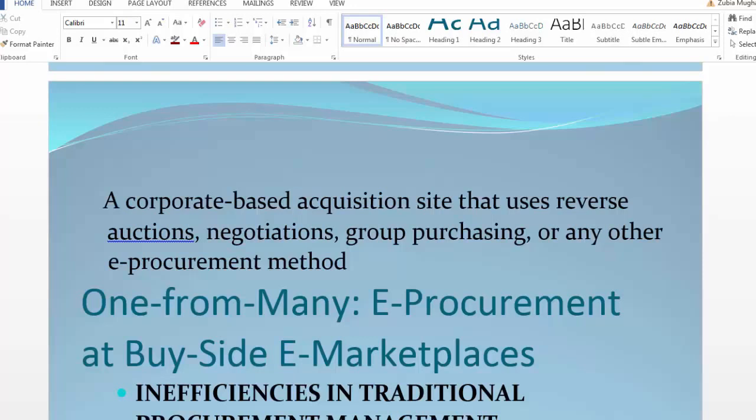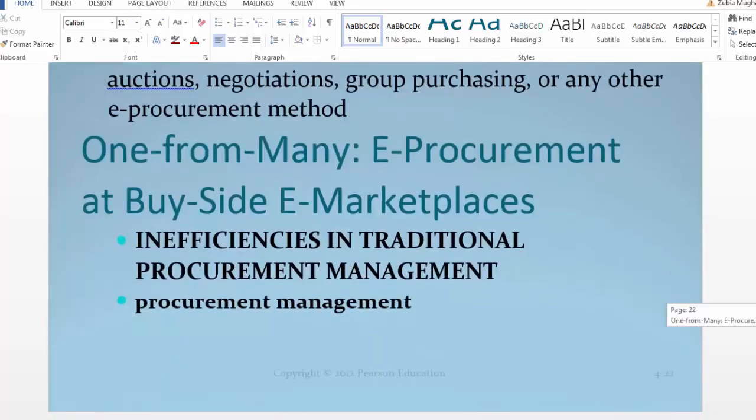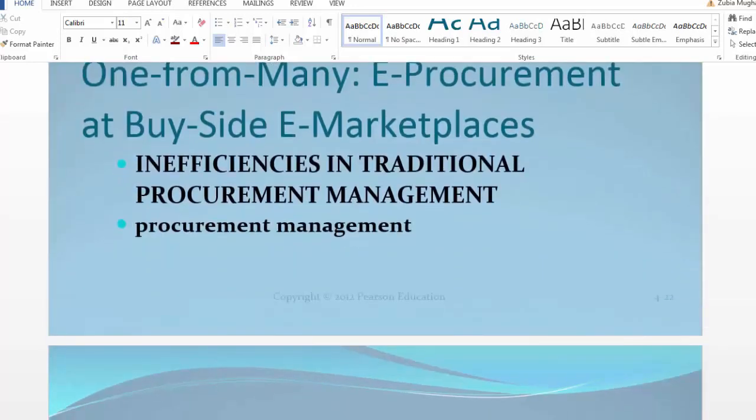Remember that there is an entire chapter devoted to auctions and bidding, and we'll get there. We'll talk more about it when we get there with examples. One from many e-procurement at buy side e-marketplaces. Inefficiencies in traditional procurement management led to e-procurement. Sometimes you asked for something but something else got delivered.